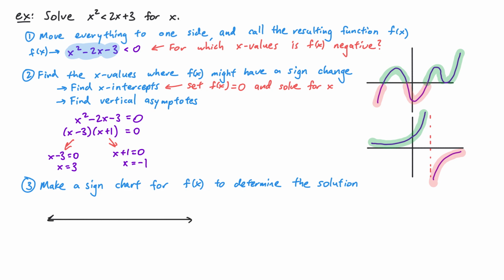On our number line, we're going to put down the x values where my function might have a sign change. This is what we found in step 2. So here, we're going to put down -1 and 3 on our number line. So keep in mind that my function can only change signs at x equals -1 and x equals 3. Now to fill out this sign chart, what we're going to do is pick x values in each of the intervals that we have on our number line, plug them into the function, and see what sign the output is.